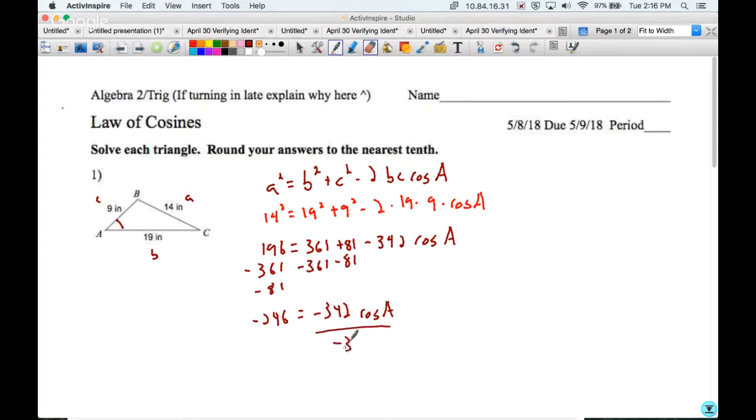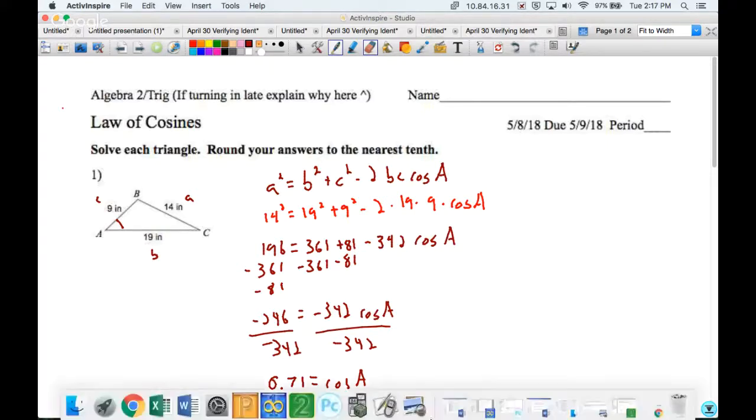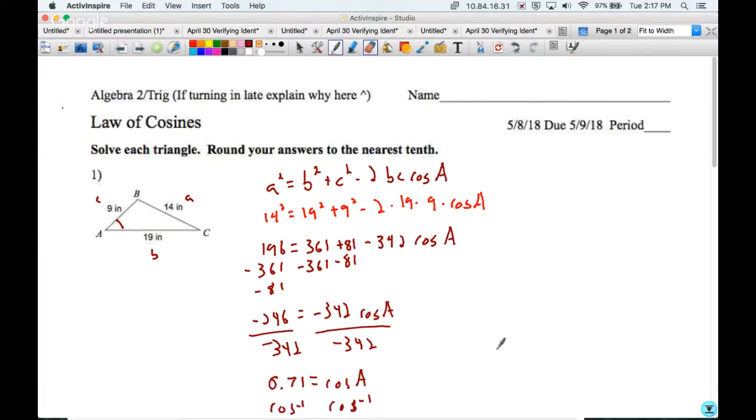Divide both sides by negative 342. I get 0.71 equals cosine A. Inverse cosine, inverse cosine. And we get that A is equal to 44 degrees.